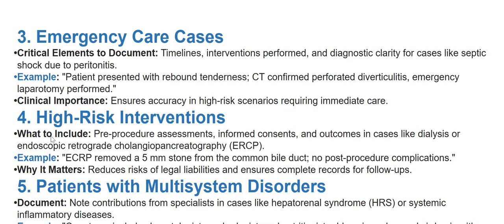High-risk interventions. What to include: pre-procedure assessments, informed consents, and outcomes in cases like dialysis or endoscopic retrograde cholangiopancreatography, ERCP for short. Example: ERCP removed a 5 mm stone from the common bile duct, no post-procedure complications. Why it matters: reduces risk of legal liabilities and ensures complete records for follow-ups.